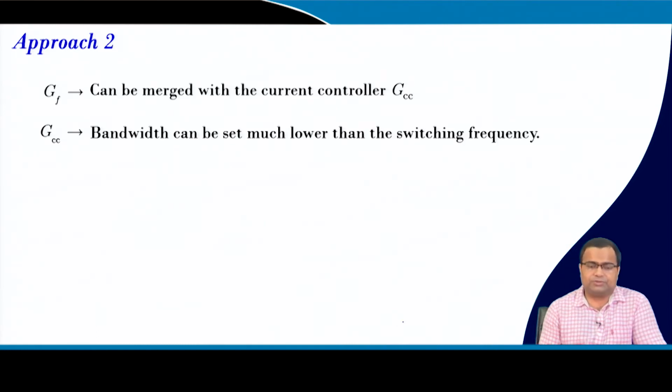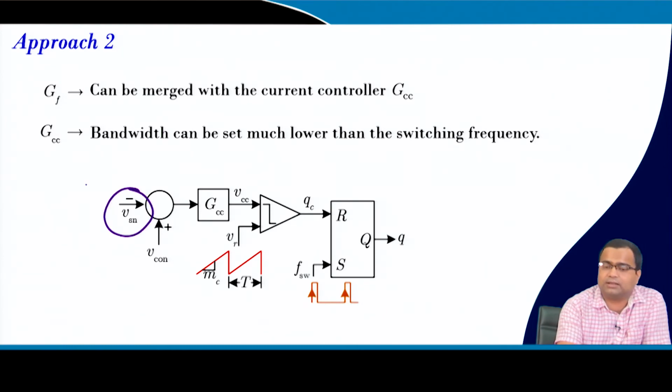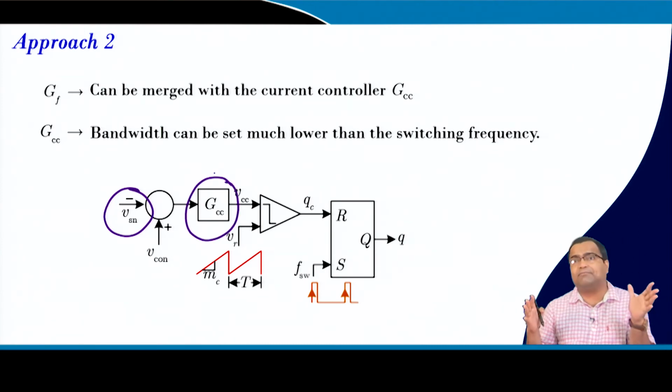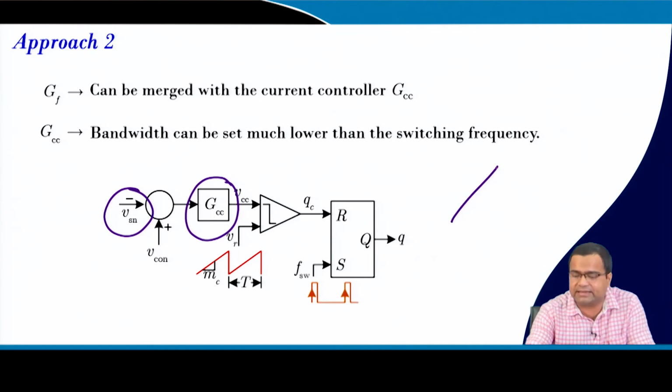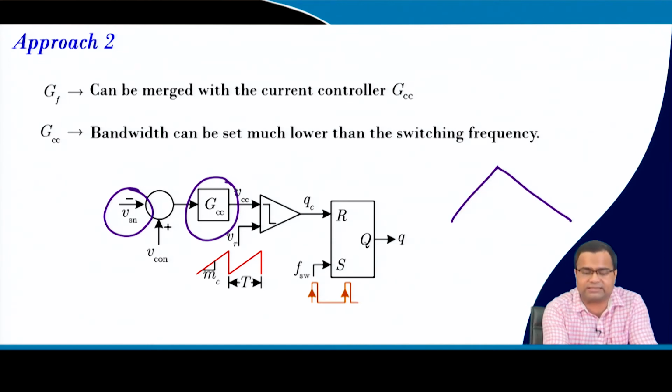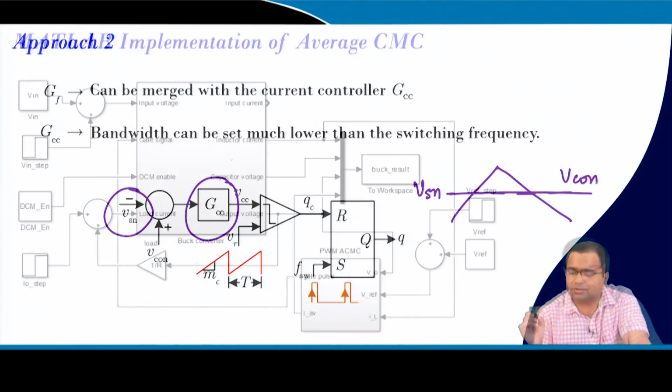Another approach, we can sense the current directly, with no low pass filter here, but our current controller should be slow enough so that it will integrate the whole inductor current over a cycle. Because the sensed current is subtracted from the reference current, that is V con, right.